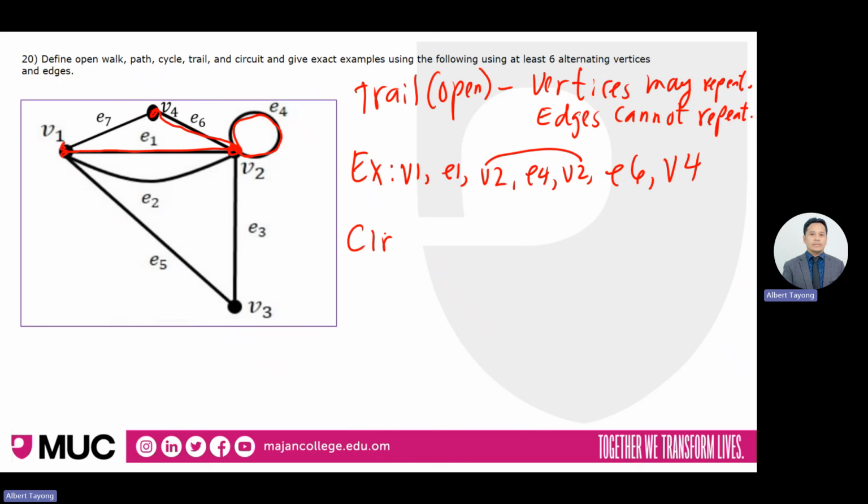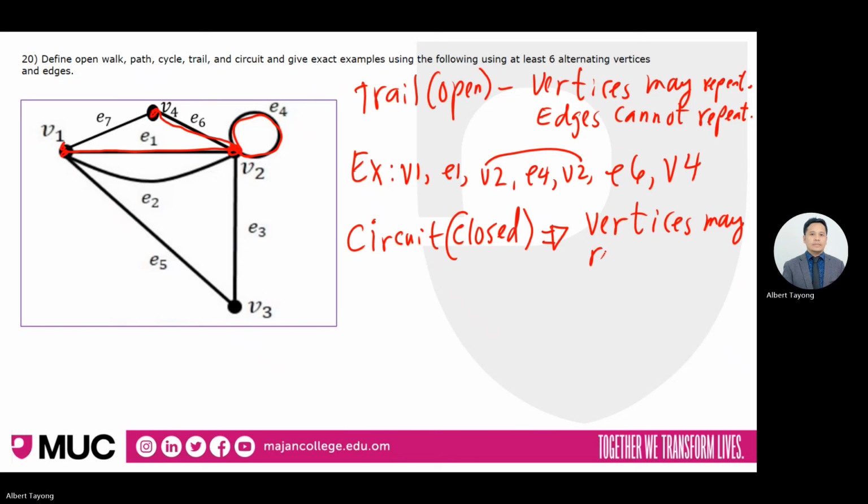Of course, the circuit is a closed trail. Okay, let's fix that. So here we have vertices may repeat, same as above, edges cannot repeat.